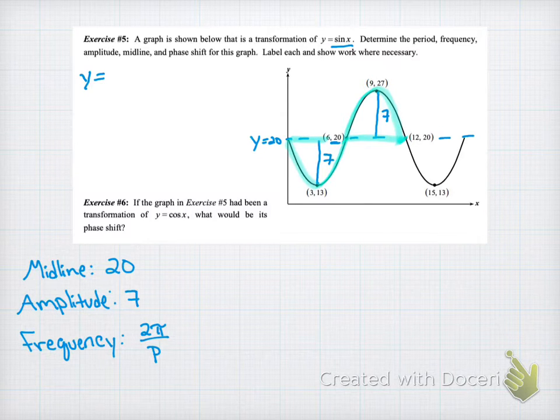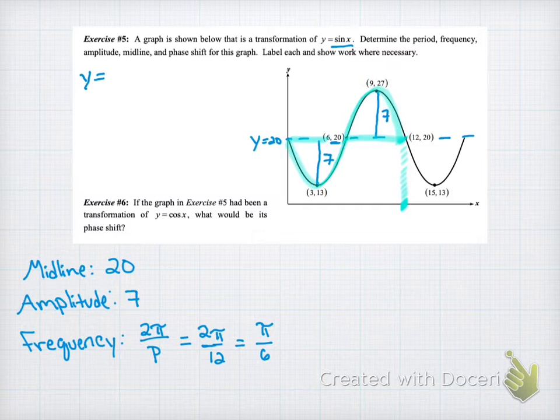Well, it starts at 0 and it goes to 12. All right? This right here is 12. So it is 12 units long. So when I am figuring out my frequency, I'm going to do 2 pi over 12, which simplifies into pi over 6. Okay? Now I have a midline, I have an amplitude, and I have a frequency, so I can create my sine graph. My sine equation.